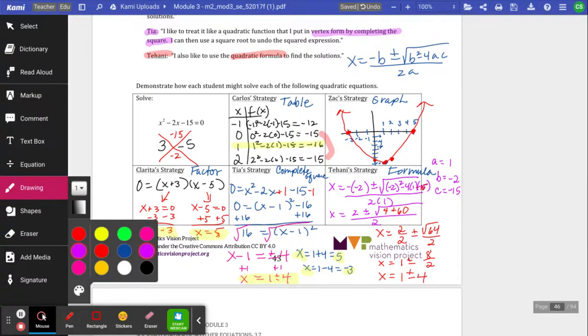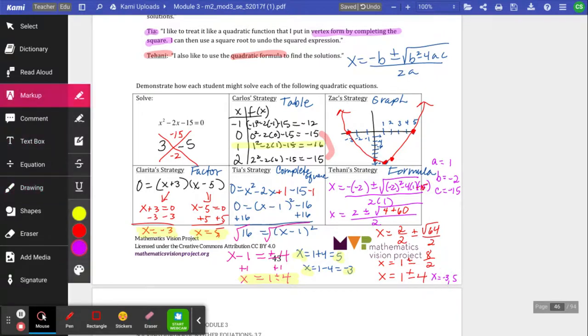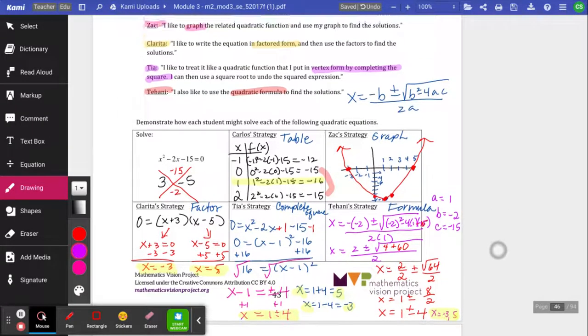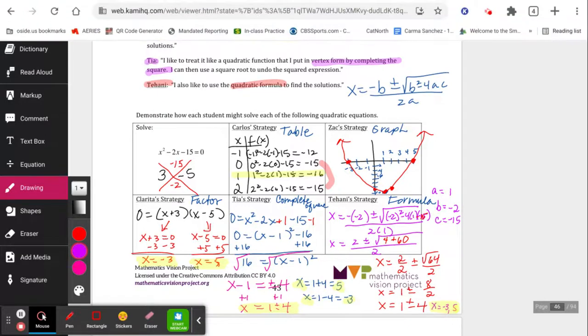So I know that my two answers are x equals negative 3 and 5. My same two real roots I just got with the other two methods. So the formula always works, you guys, whether it's factorable or not, but it simplifies down a lot. You have to be good at the simplifying at the end. What'd you think of all the strategies? Which ones are you thinking are your preferred methods?